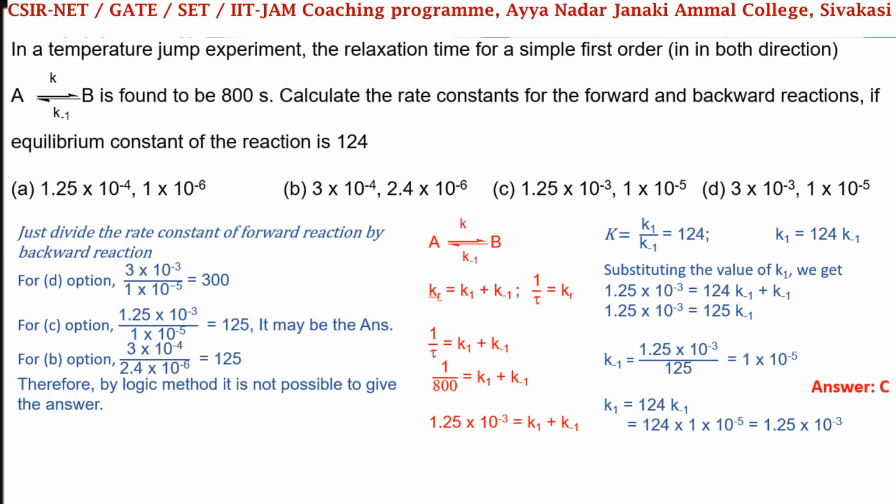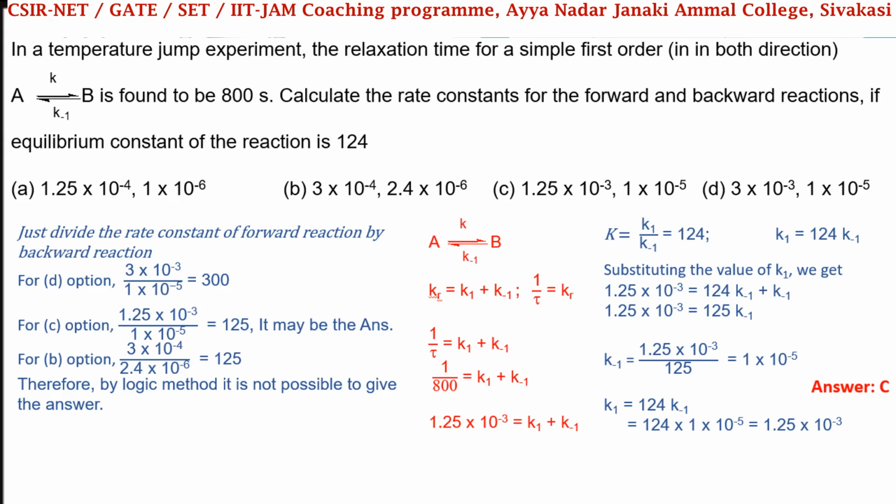Write down the equation: A reversible with B. The Kr for this reaction is K1 plus K inverse, and the time of relaxation: 1 by tau is equal to K1 plus K minus 1. It is given as 800, equal to K1 plus K inverse.